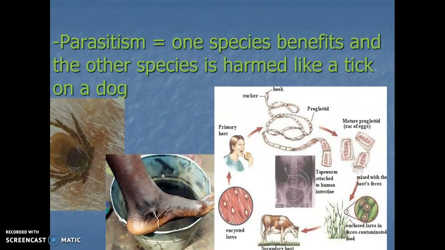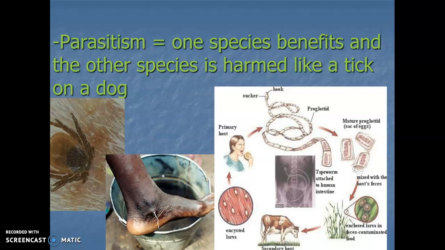Then we have parasitic relationships in which one species benefits, that's the parasite, and the other species is harmed, that's the host. So we could be talking about a tick on a dog. So ticks and fleas. So if you look at that tick, it's going to bury its head inside of the dog, but then when it gets full, it might just detach and just go on.